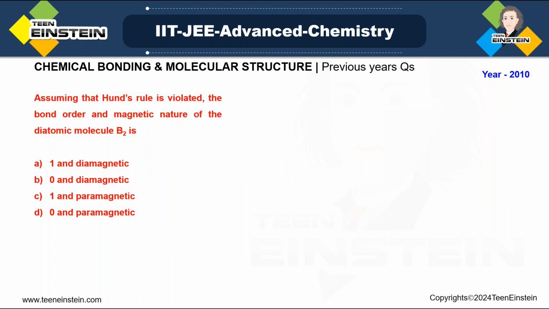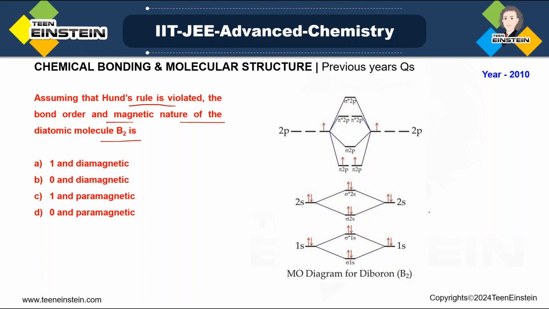We have one more problem, but okay, quickly we can solve it. Assuming Hund's rule is violated, find the bond order and magnetic nature of the diatomic molecule B2. So B2 has this type of molecular orbital structure. Its valence shell configuration is 2s2, 2p1. So just focus on this part, that is enough. So 2p, 2p, one electron from both sides, and there is mixing of p and s. That is why pi first, then sigma, again pi, then sigma. So here you can understand the magnetic nature. There is an unpaired electron, so it will be paramagnetic.